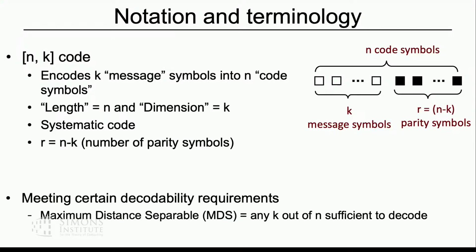Okay, and then these codes have to meet some decodability constraints, like for example MDS, that is maximum distance separable, which in this context means that you should be able to decode all the data using any k out of the n code symbols.